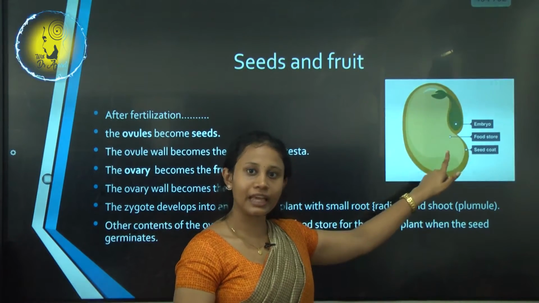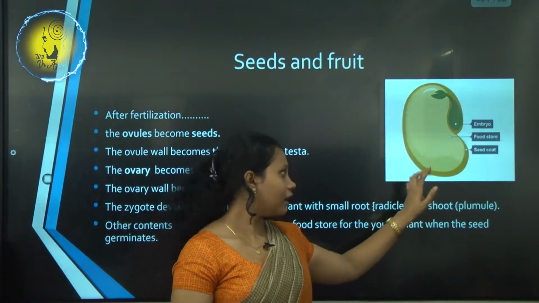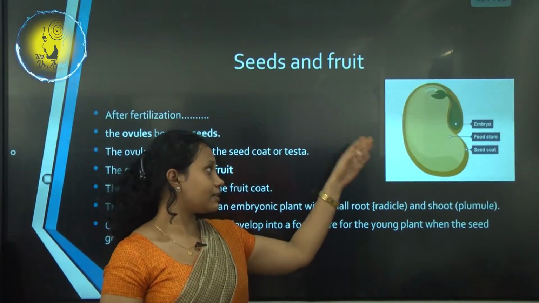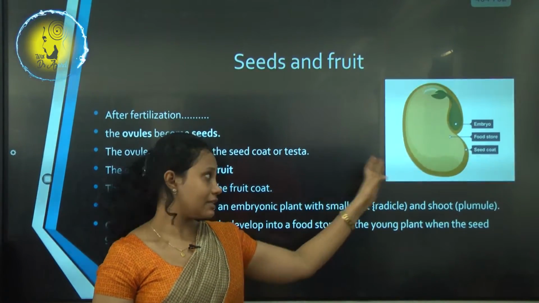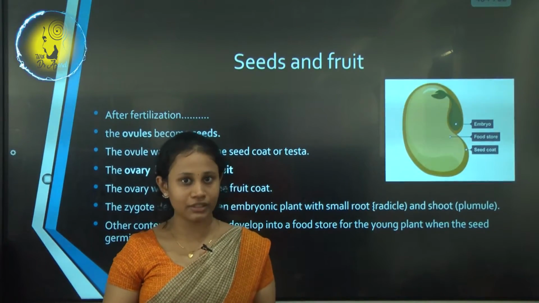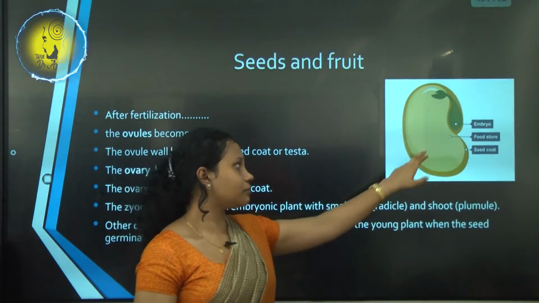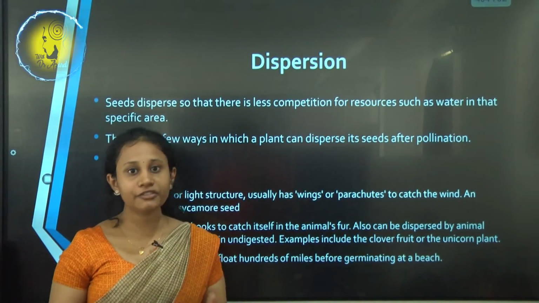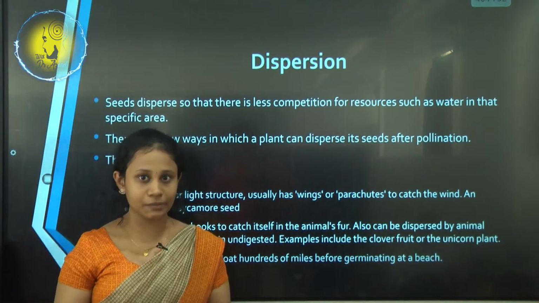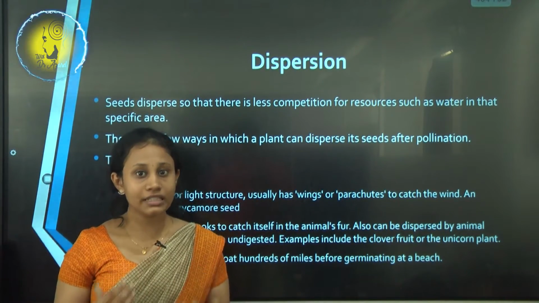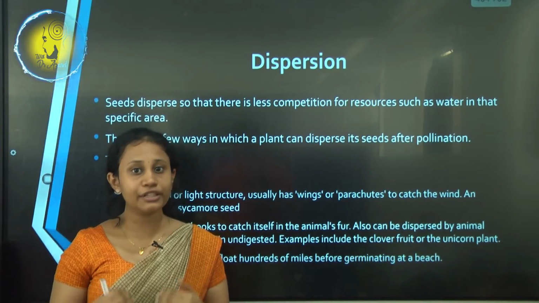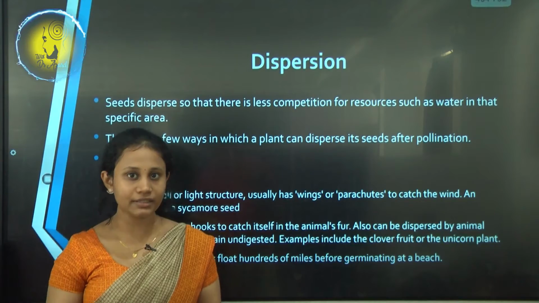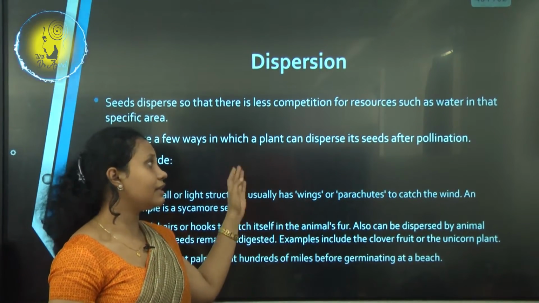In the food store, there can be starch or proteins, and this food store is very important because until this seed grows and starts doing photosynthesis, it is going to take the energy from this food store. After the formation of these seeds, the seeds will disperse. The actual intention of dispersion is to reduce the competition for light, and the competition for water and minerals. Those things can be reduced when they disperse.